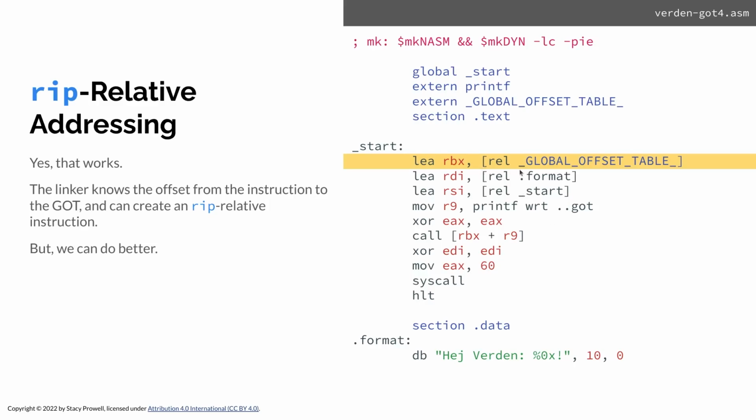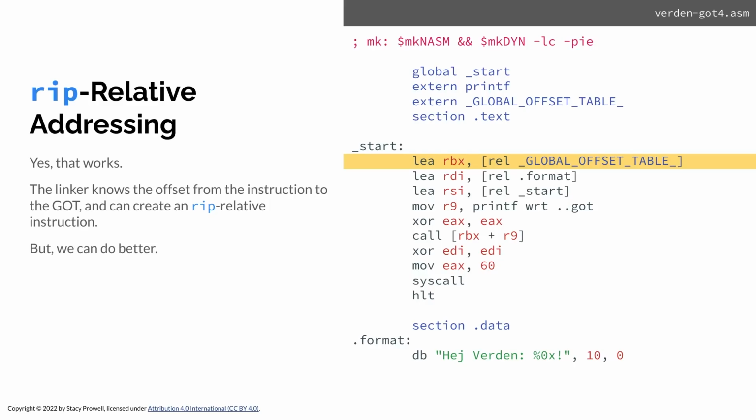So up here, I say rel global offset table. That's going to be filled in by the linker. The linker doesn't know the address of the global offset table. It still doesn't know that, but it does know the offset to it because it's laid everything out, and that will work. So RBX now holds the real address at runtime of the global offset table, and everything else will just work. That's great. That's so much simpler. Life is good. We can stop there.